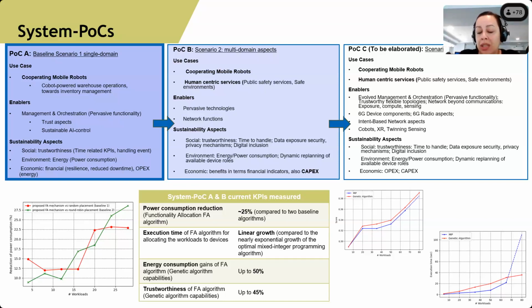So based on these, the KPIs that are identified for System POC A are, for example, power consumption and energy consumption, related to the environmental aspects. Execution time is related to environmental and economical key values. And last, the trustworthiness is a quantified metric related to social sustainability. Okay, so thank you very much. I conclude.